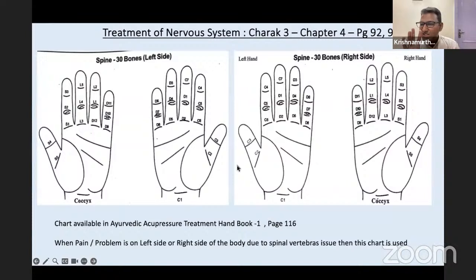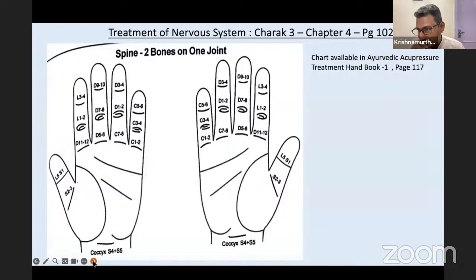This chart is used very little, unless there is a very specific reason to use it for left or right. But what is predominantly used are the charts which are next. I can plot one vertebra on one joint, so I will have to use both hands for left and right. But if I plot two vertebrae on one joint, I will be able to cover the same joint on my left and my right hand.